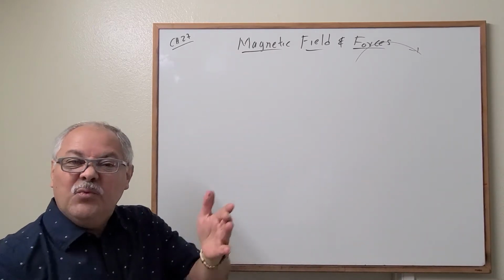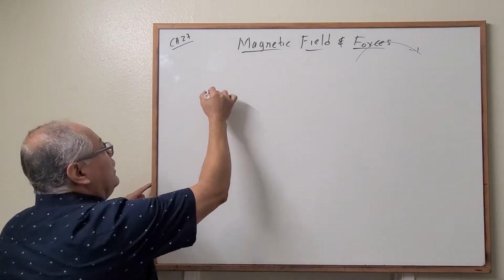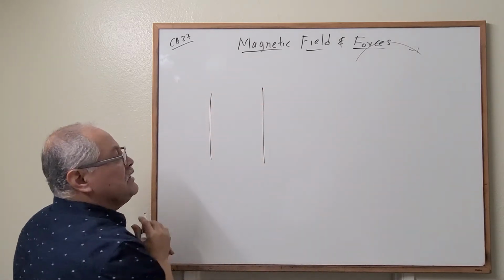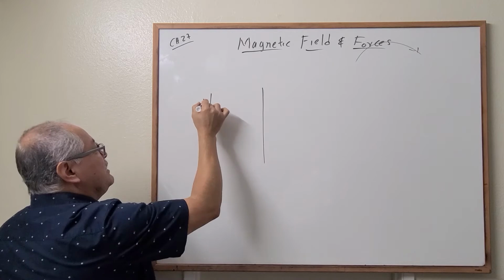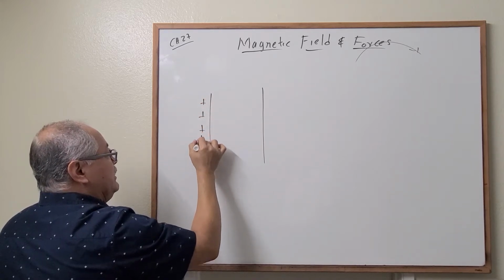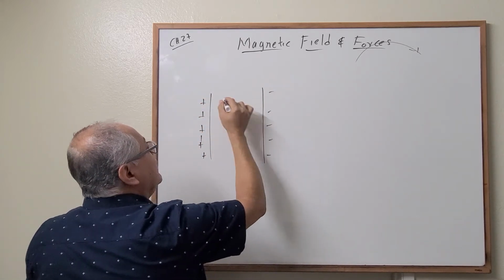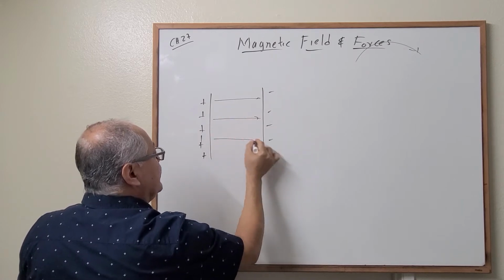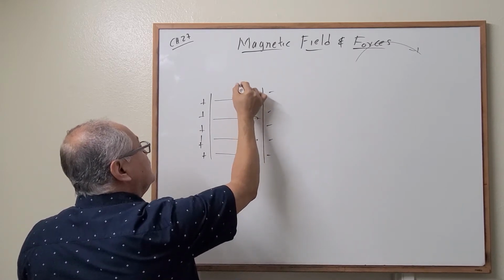Let's start with the electric field to compare. We remember that for the electric field we use this huge plate, correct? This is positive, and this is negative. And then when we have that inside, we create a constant electric field.